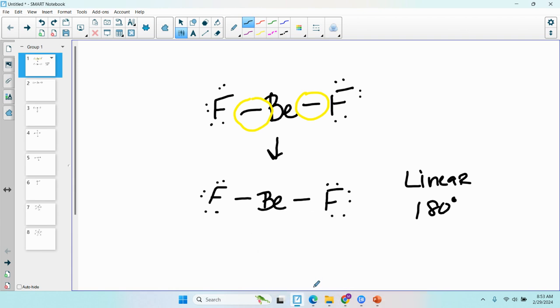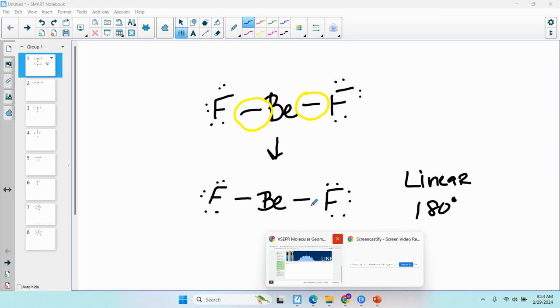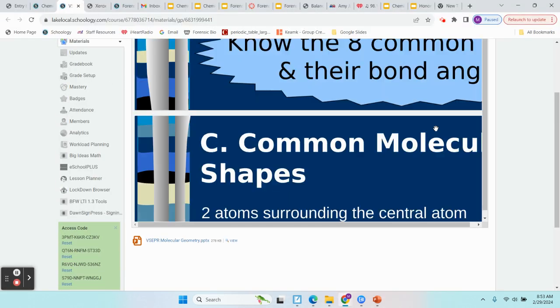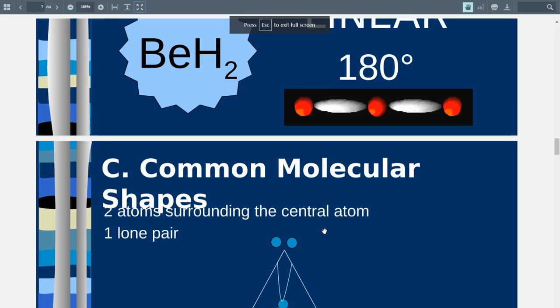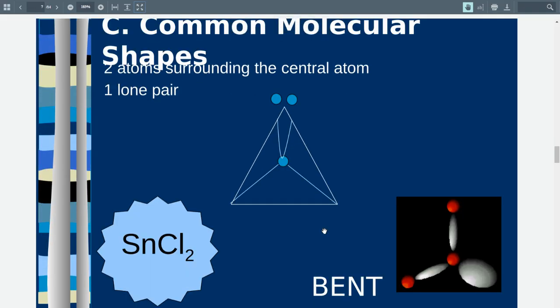Okay. All right. Let's see if we can get back to this without it absolutely spazzing. Shape number 2 is called bent. So fill in, name of shape is bent. 2 atoms are bonded to the central, 1 lone pair. Okay, 2 atoms on that central, 1 lone pair.